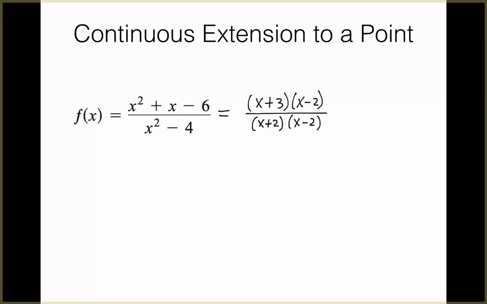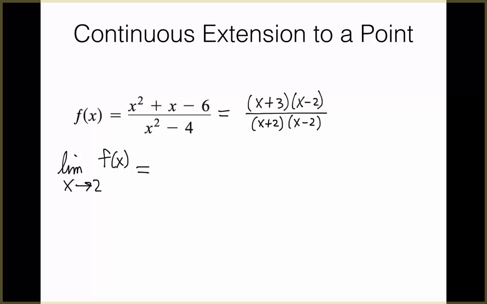This function has discontinuities at x equals 2 and at x equals minus 2. But since the numerator and denominator both have a common factor of x minus 2, the discontinuity at x equals 2 is a removable discontinuity. So in order to define the continuous extension at x equals 2, we need to find the limit of f of x as x approaches 2.